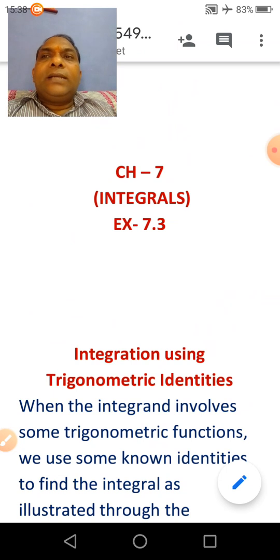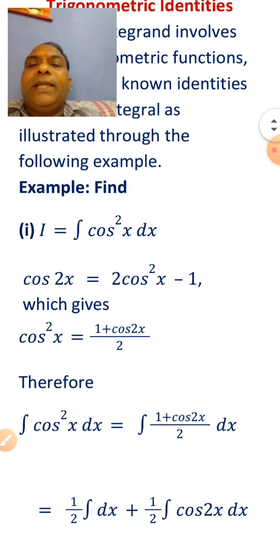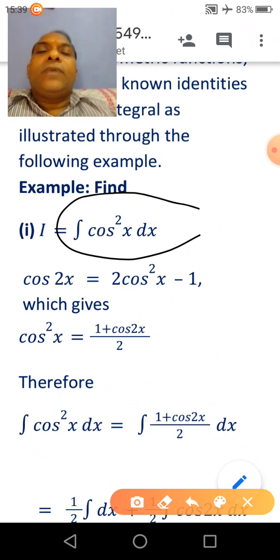As we know that in case of integration we have to convert the given question in integrable form. So in this exercise we are going to learn about integration by using trigonometric identities. Clear? So see the example here. Here you have to integrate cos square x dx. As we know that there is no formula of integration of cos square x, so you have to convert it in integrable form.